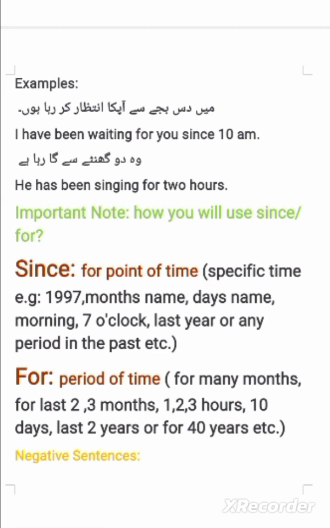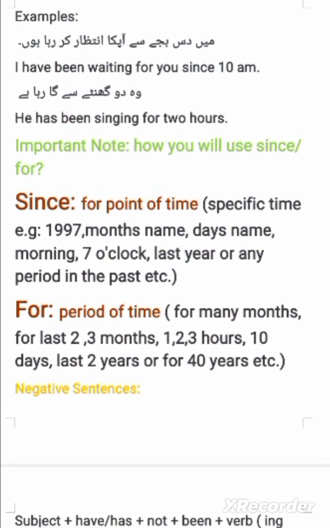So now I think your concept will be clear. For there will be, you can see that where we use for, there will be a period of time. Okay, and since is for a point, there is a point, it means specific time. All right, so now I hope your concept will be clear about the usage of since or for.